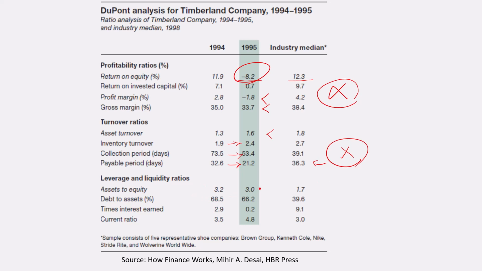What about leverage? You still have a very high leverage compared to the industry median. But now, because of the troubles in terms of profitability and productivity, you're very close to bankruptcy. Your times interest earned is 0.2. It's very close to zero. Actually, no. In this case, you have to file for bankruptcy because your EBIT is not even enough to pay the interest expense. So the company is in a really bad shape when you look at the DuPont Analysis of the firm.